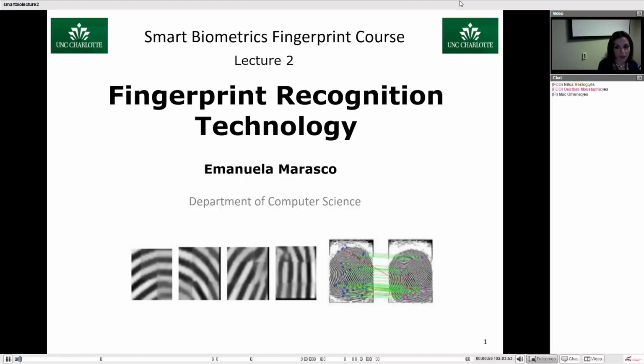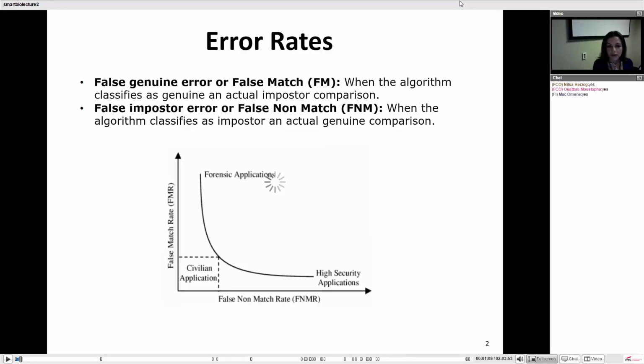So we can see an example of an actual evaluation of a fingerprint recognition system, but in general for a typical biometric system. The error rates that we defined, we are talking about now the verification task, right? So matching one-to-one, as we discussed yesterday. And then we can have two different types of error: the false match and the false non-match.